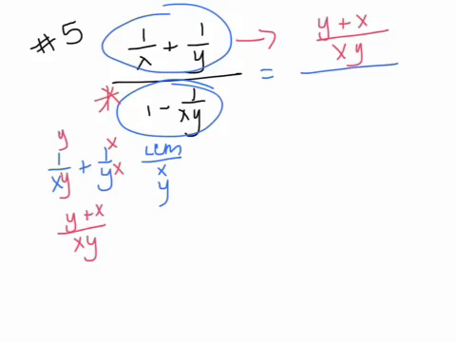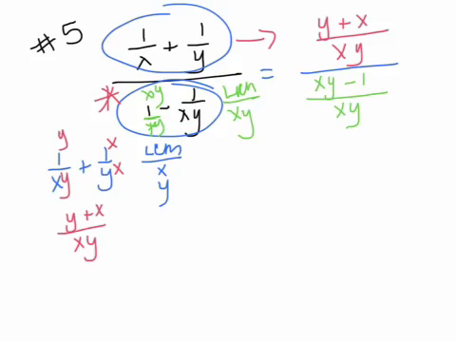This piece right here, so let's go ahead and make that green. My least common multiple is going to be xy. So I'm missing an xy here and here. So I would get xy minus 1 over xy.